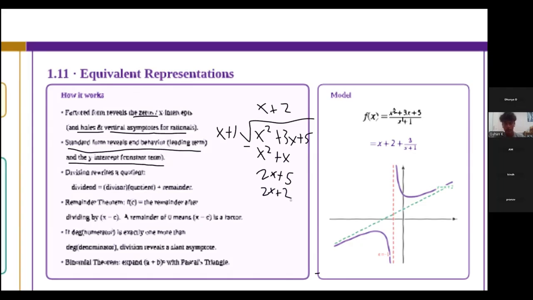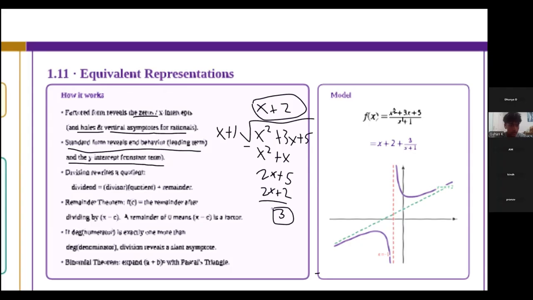And 3 is going to be our remainder, because x times anything can't equal 3 unless you're dividing by 1 over x or something like that, and we don't want to get into that. So our quotient, our actual answer, is going to be x plus 2, which is going to be our slant asymptote, and our remainder is going to be 3.